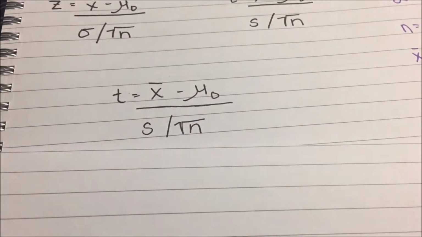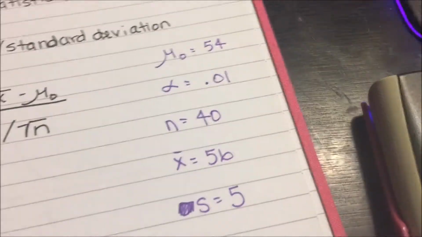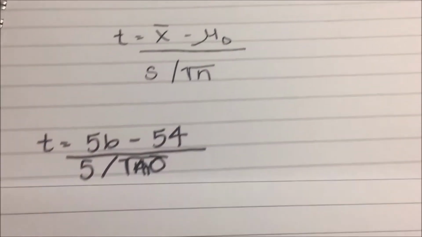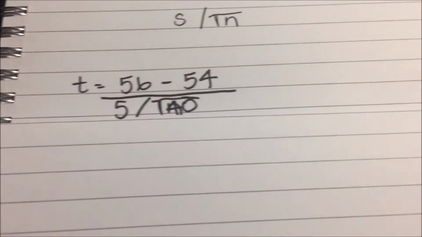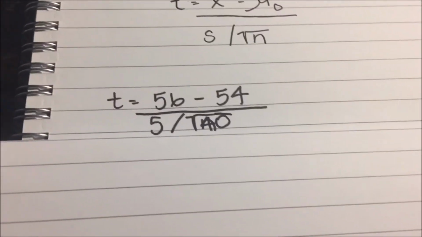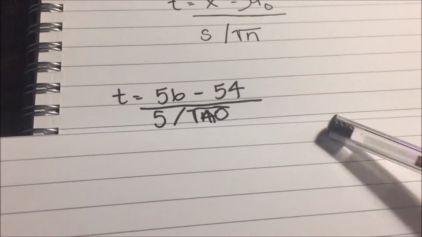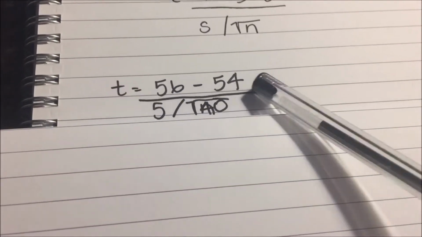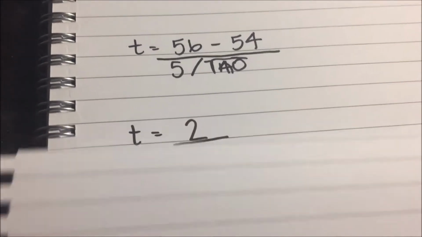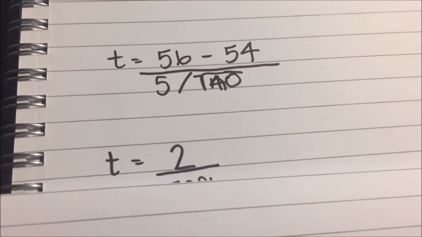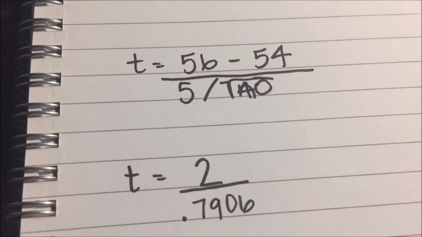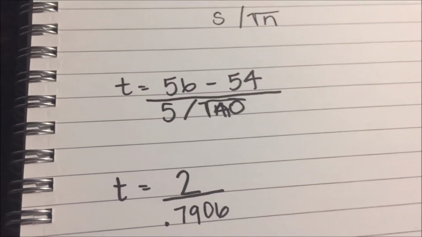So this is the formula that we're going to use, and I'm just going to take these numbers that we already have found and plug them into this formula. And it looks something like this. I messed up and accidentally wrote in here instead of 40, so I kind of had to write over that. So I always start with the top. It's just 56 minus 54. It's just 2. So the top of it will become 2. And the bottom is 5 divided by the square root of 40, which happens to be 0.7906.